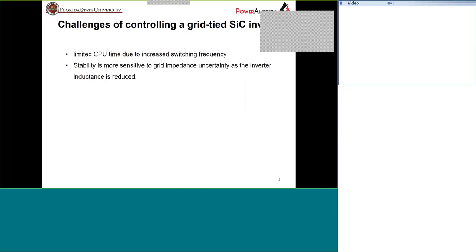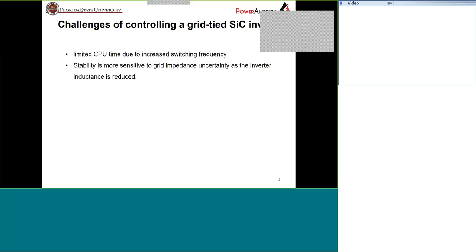And the second reason is that when we use a silicon carbide inverter and increase the switching frequency, we have some new challenges. The first one is the limited CPU time, because when you increase the switching frequency, you want the control frequency to also increase with the switching frequency. So the time left for you to control this inverter in each interruption will be much smaller.